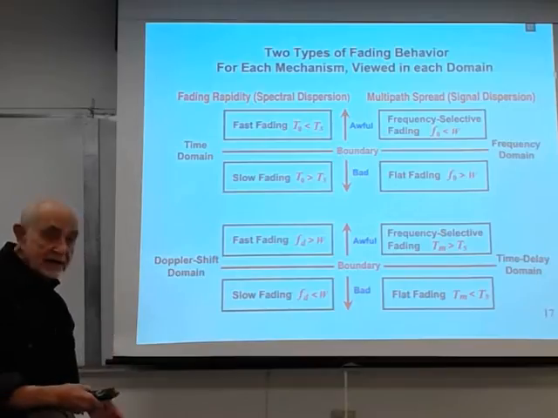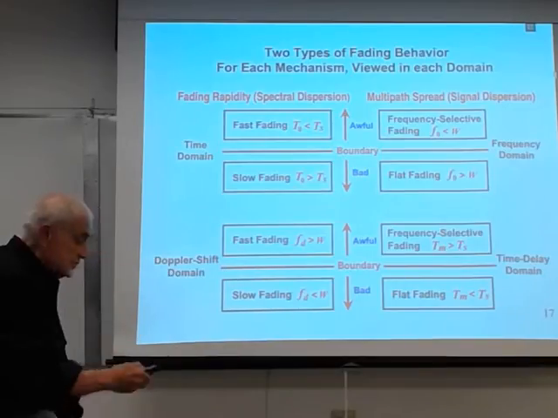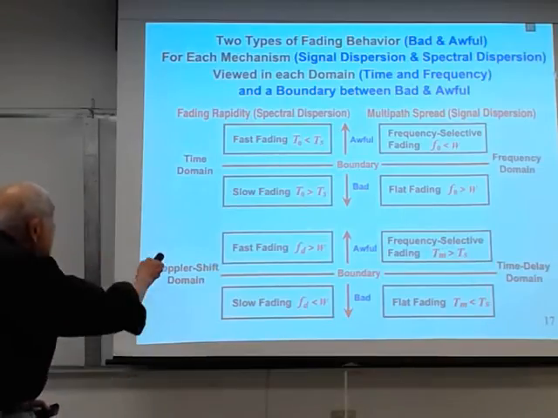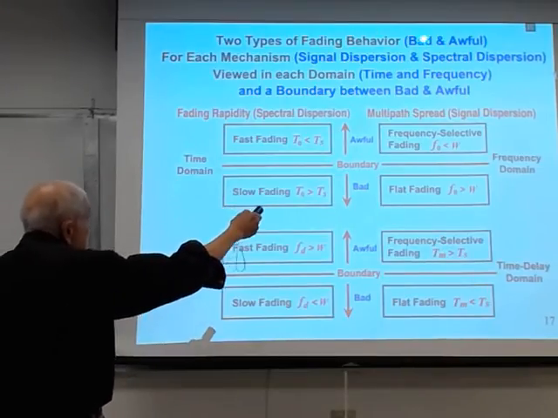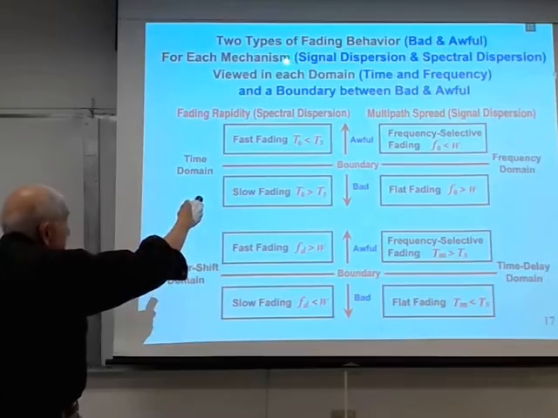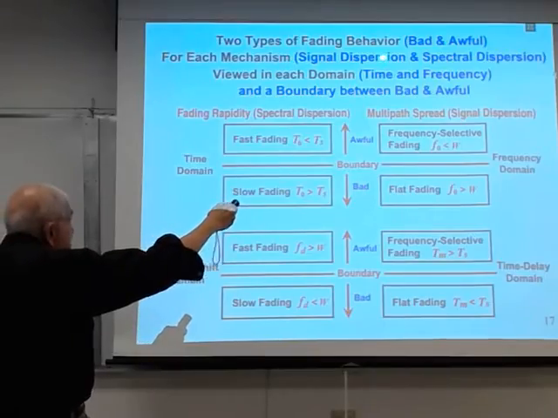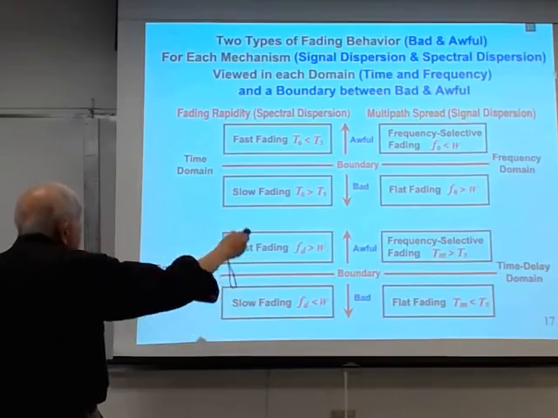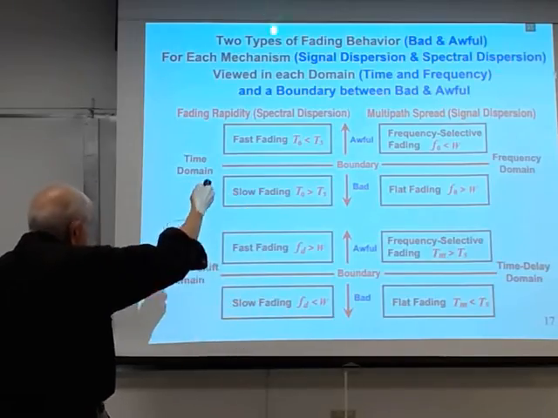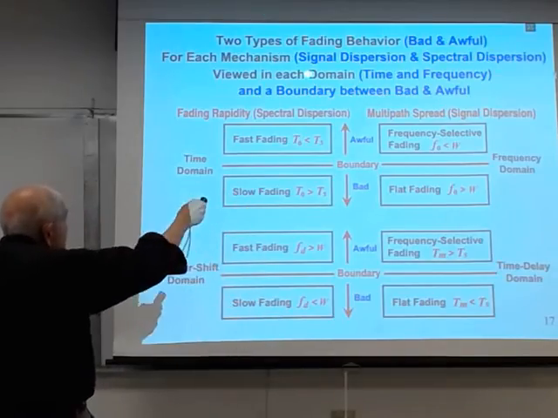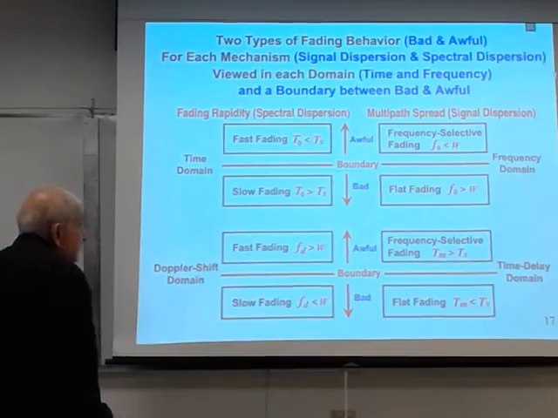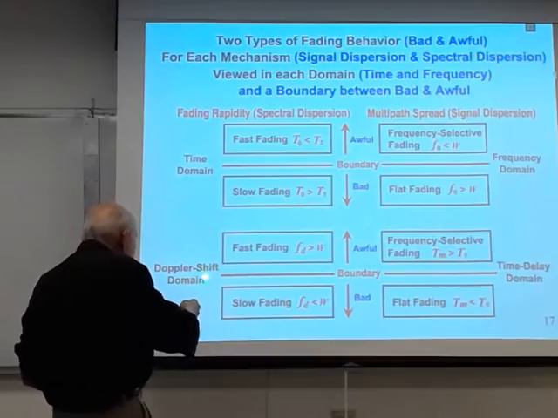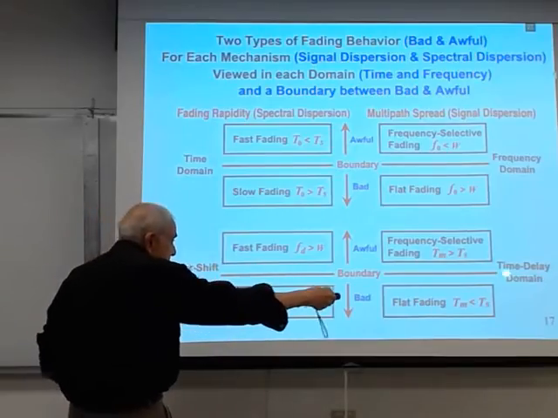We're either bad or we're terrible. So let me, again, tell you what we've done here. We've got two types of fading behavior, bad and awful, for each mechanism. And remember, the mechanism is signal dispersion, that's everything on the right column, and spectral dispersion, everything on the left column, viewed in each domain, time and frequency. Time, frequency, Doppler shift in frequency, time.